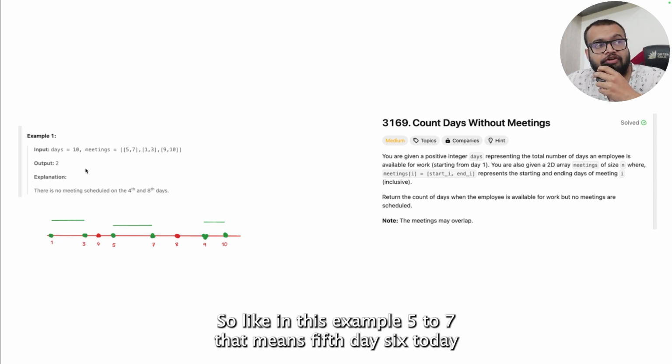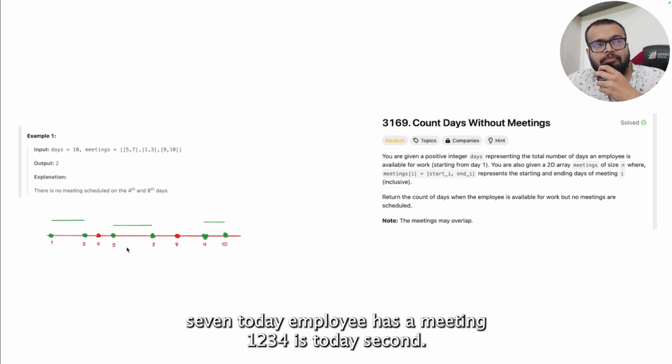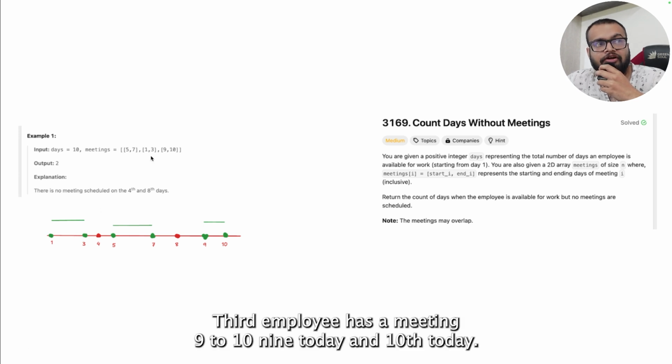Like in this example, 5 to 7. That means on the 5th day, 6th day, 7th day, the employee has a meeting. 1 to 3: first day, second day, third day, the employee has a meeting. 9 to 10: ninth day and 10th day, the employee has a meeting.